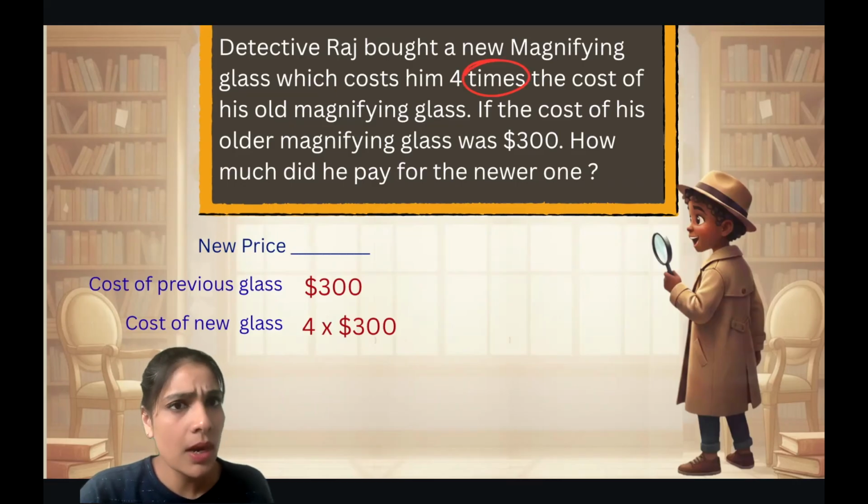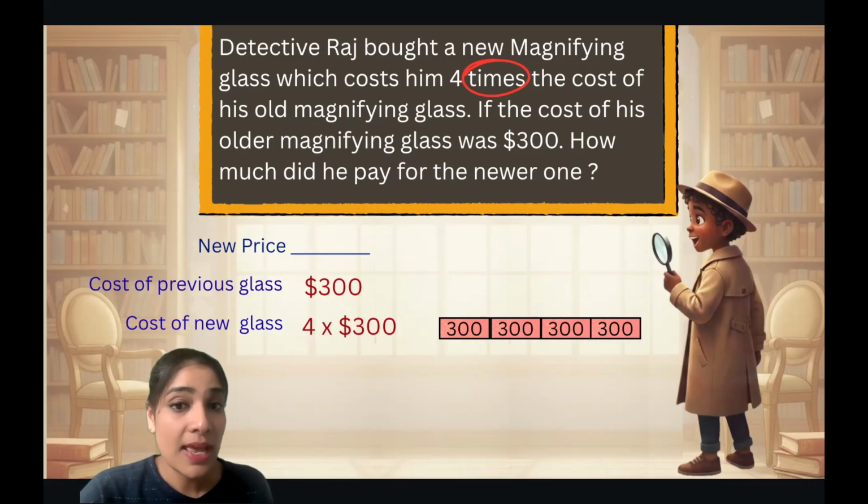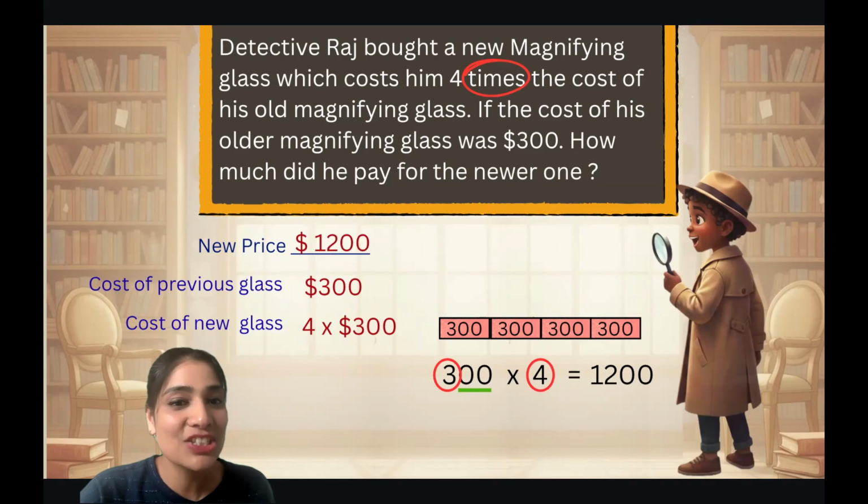In this problem, there are no groups mentioned, but we are given the clue word times, which tells us it's a multiplication word problem. So we have 300 and we have to repeatedly add 4 times. So this is our bar model and we do 300 times 4. Let's use our magic trick of zeros. We find our first front digits, we multiply them, we find the zeros in each factor and add them to the answer. So there are 2 zeros here, we add them to our answer. The final product becomes $1,200.